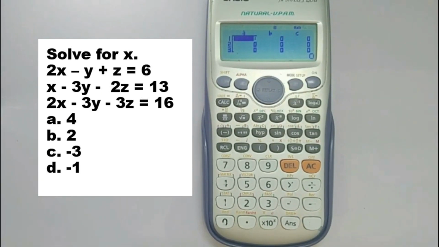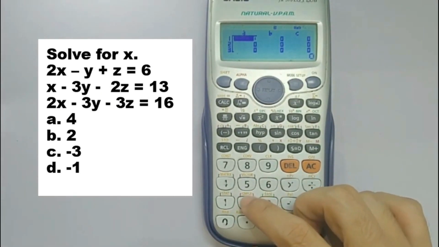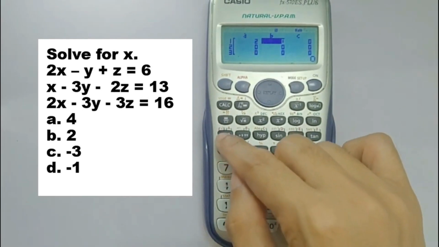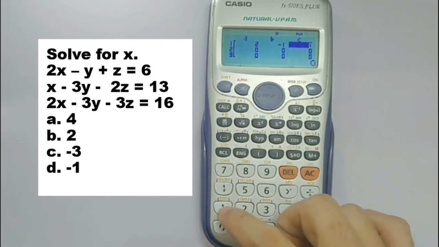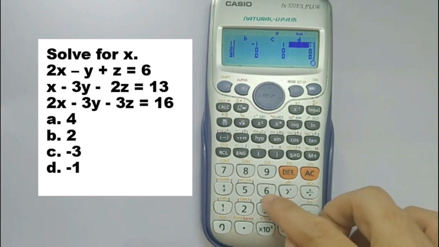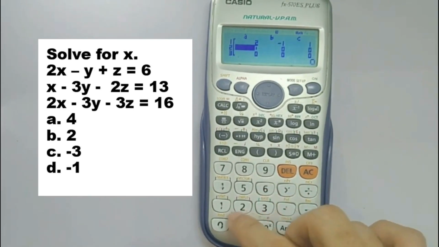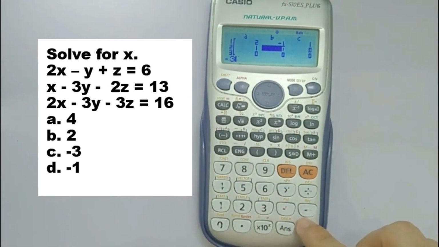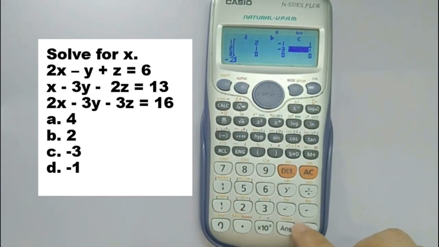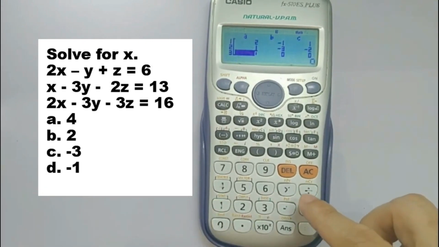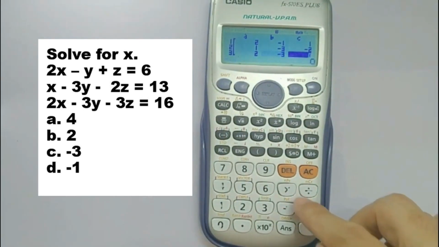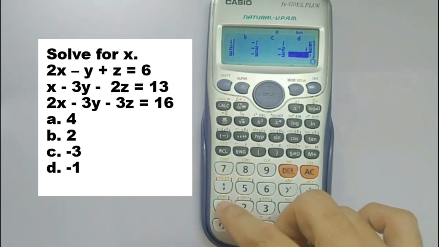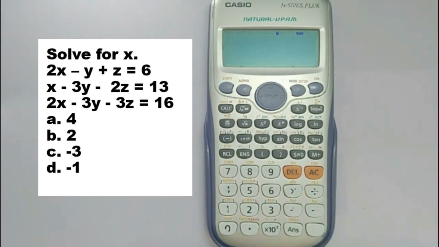So we input the coefficients. For the first equation, for x that is 2, for y that is negative 1, for z that is 1, and for the constant that is 6. For the second equation, we have 1, negative 3, negative 2, and 13. Then for the third equation, we have 2, negative 3, negative 3, and 16. Then you just press equals. So x equals 2. That is letter B.